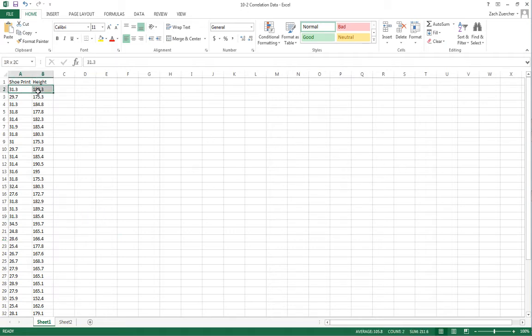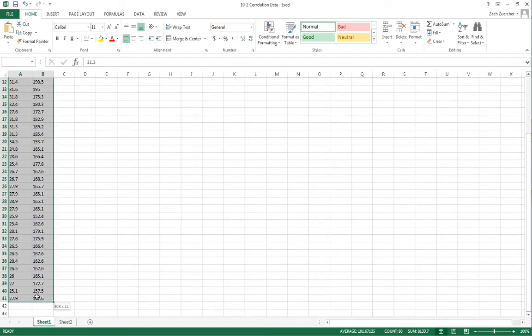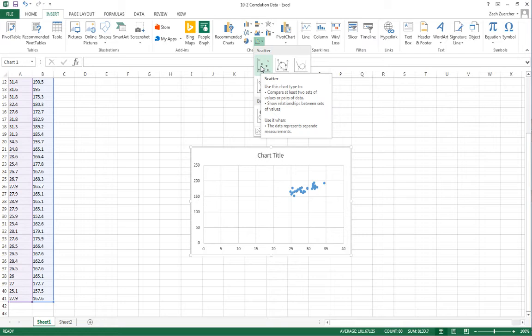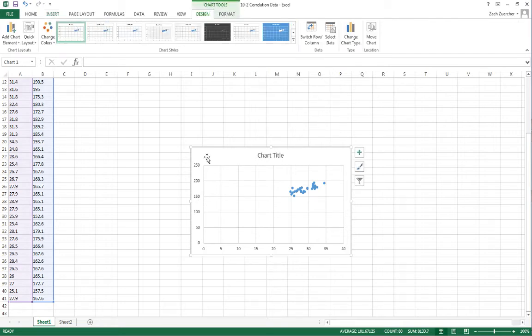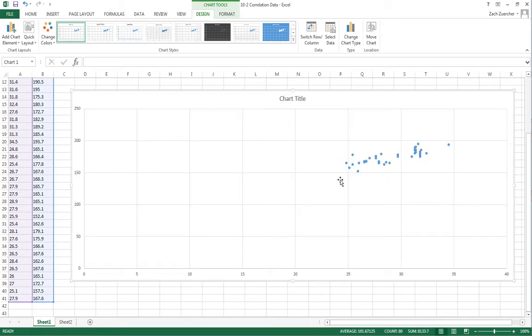With this data, let's take a look and see what the scatter plot looks like. Insert scatter plot. Whoa, that is not too exciting. Let's expand that out. That's just way too clustered. Goodness. I could play with this, but I just wanted to look at this.